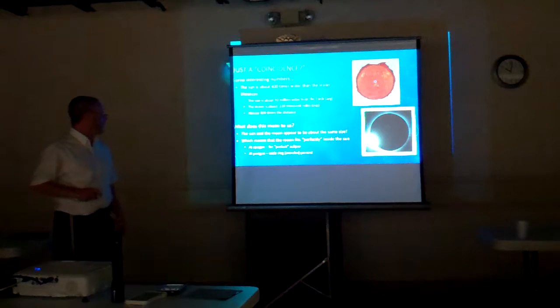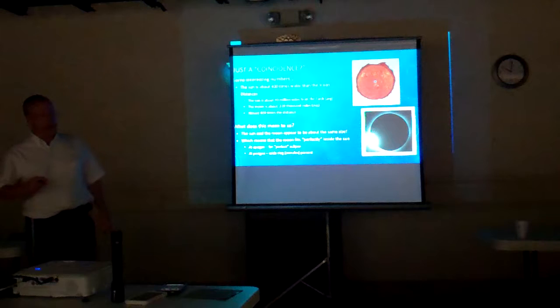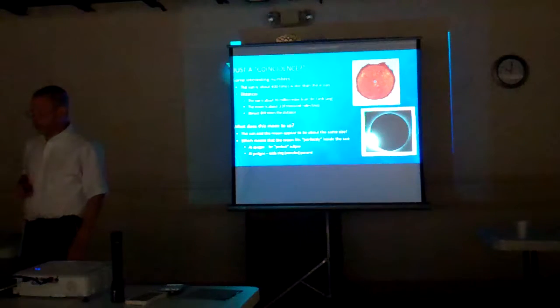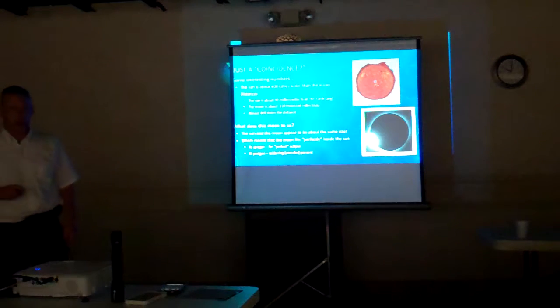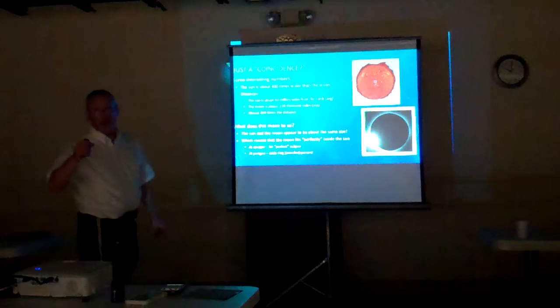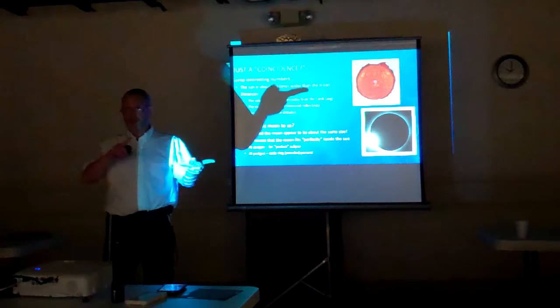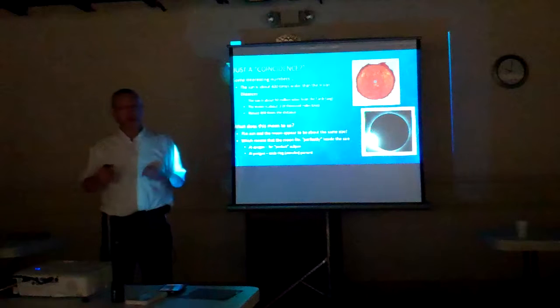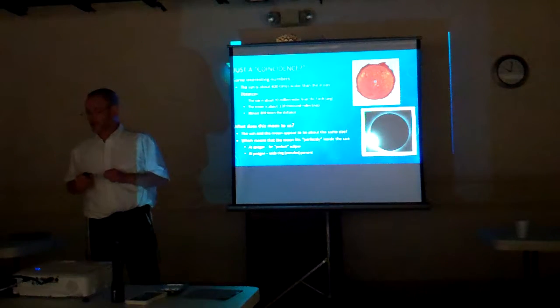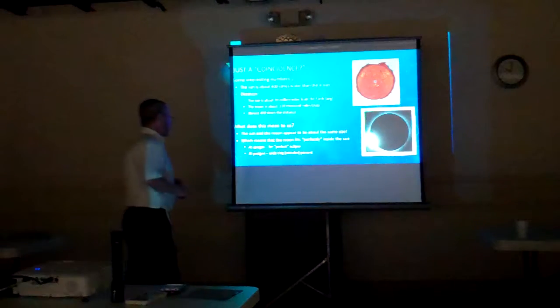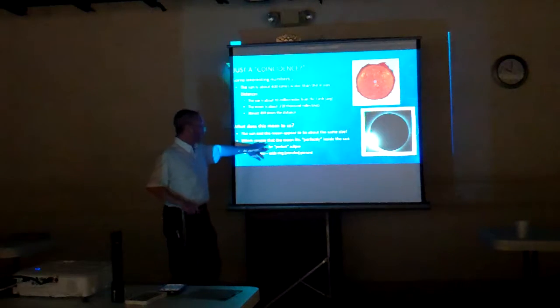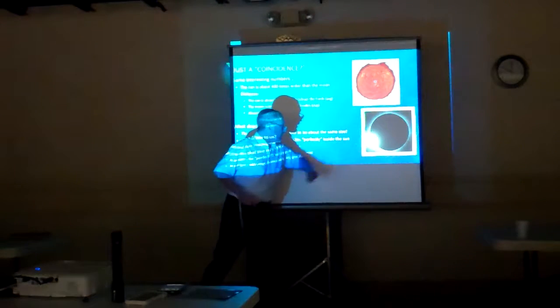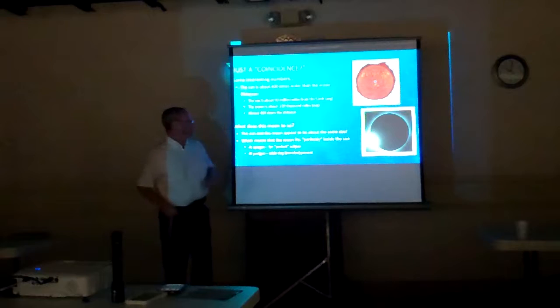It just happens to be that the moon is 400 times closer to the Earth than the sun is, which means that from our perspective, the sun and the moon are about the same size. And this is a very interesting thing because it allows us to get these really wonderful eclipses.